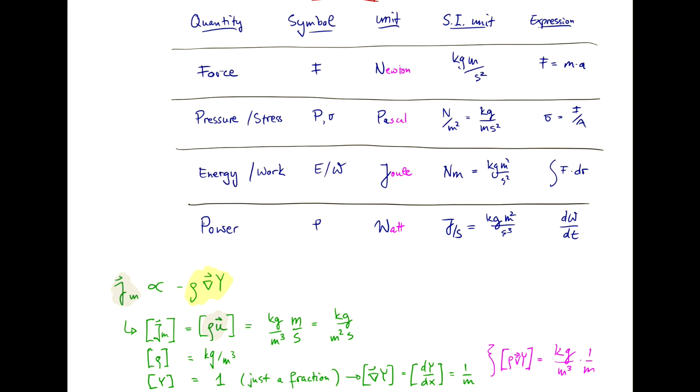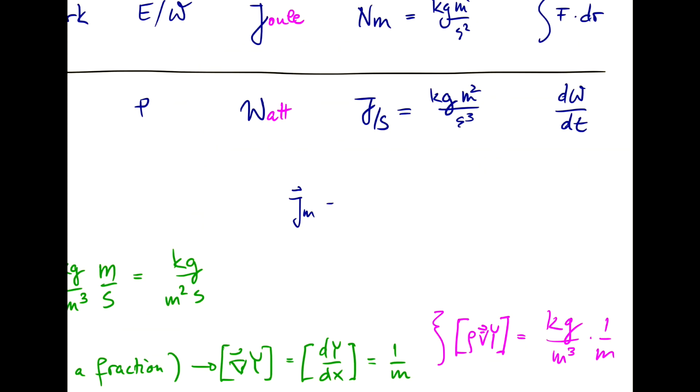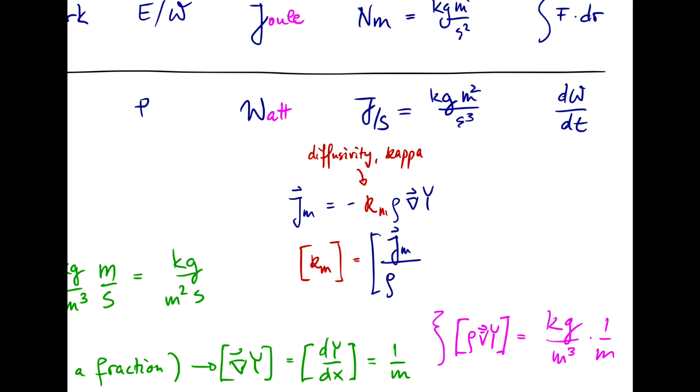times 1 per meter. So as we saw from the last video, Jm is minus the diffusivity D times rho gradient of y. And actually, let me replace diffusivity D here with kappa m, since this is what the textbook uses. Diffusivity kappa. And we find that the unit for kappa is the same as the unit of Jm divided by rho gradient y. So that is kilogram per meter squared second divided by kilogram per meter to the power 4. So that is meters squared per second. That's the unit of kappa, of the diffusivity.